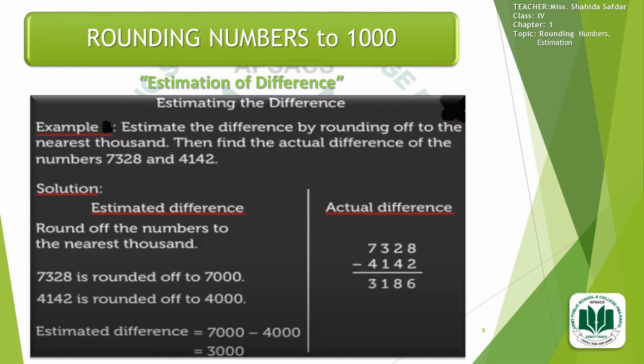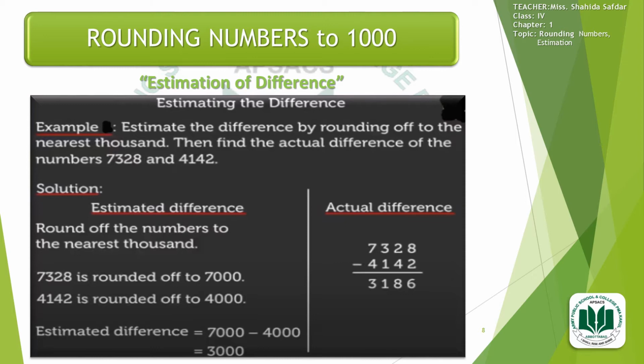Here is the solution. In the solution, we have first calculated the estimated difference. For this, we round off the numbers to the nearest thousands. 7328 is rounded off to 7000. 4142 is rounded off to 4000, and when we subtract 7000 and 4000, we get the answer 3000.